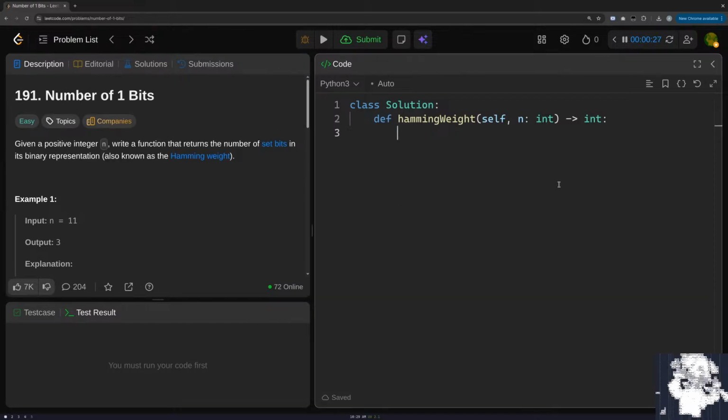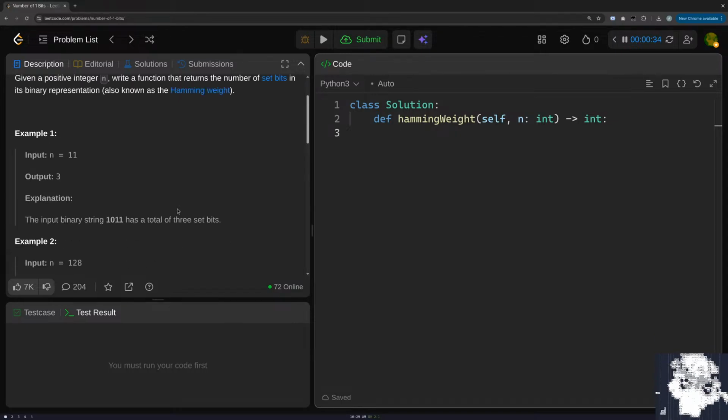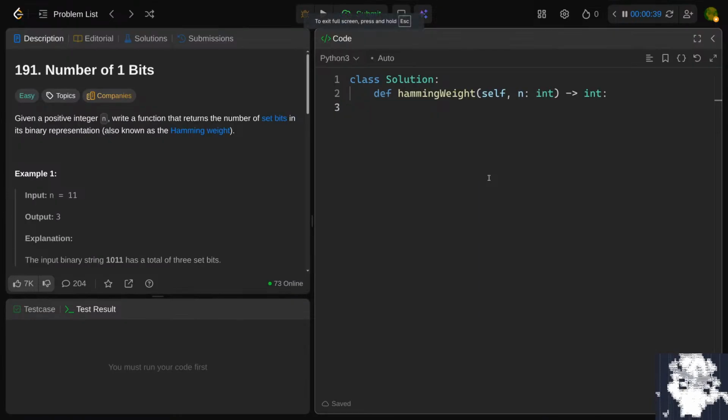So that's pretty easy. We don't need to know anything. We can just do while n, and 1. This tells me whether the least significant bit is a 1. So let's make a count that starts at 0. Count plus equals this. N will shift to the right by 1 bit. Then we just return count.